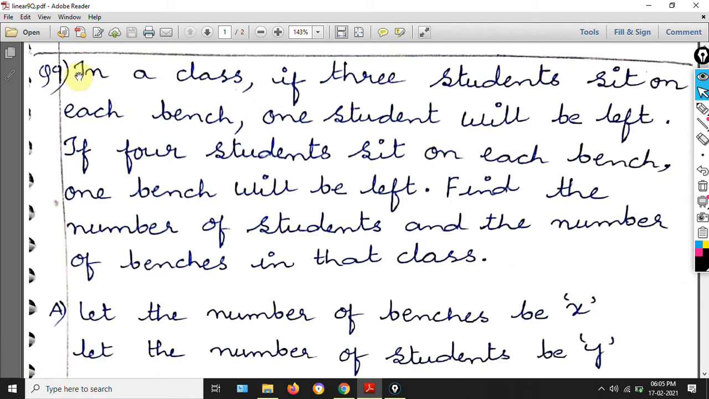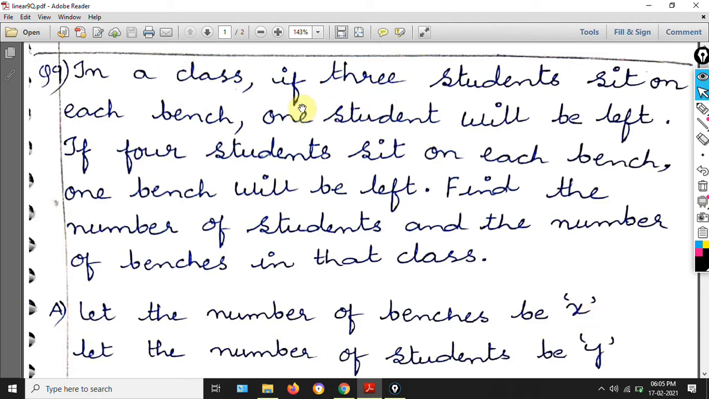What he gave in the first condition: if three students sit on each bench, means on every bench three students are sitting. The number of benches is x. So how many total students will be there? We multiply the number of students on each bench by the number of benches. So 3 into x will be the number of students.